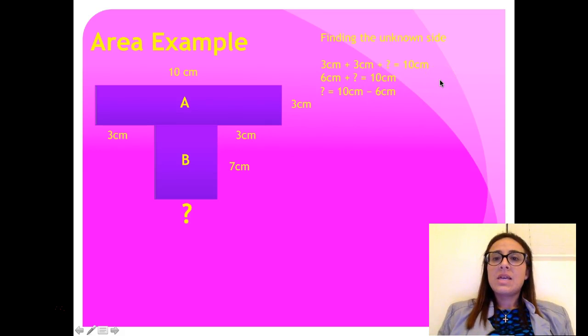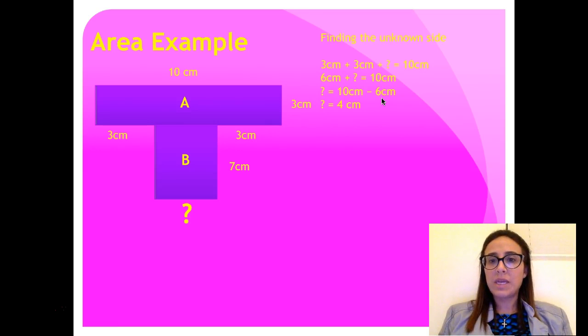You could do this in two ways. You could work out what 6 plus something equals 10, or you could take 6 to the other side and subtract. 10 minus 6 equals question mark. Question mark equals 4 centimetres. Now we can replace the question mark with 4 centimetres. Now we can get started on finding our area.